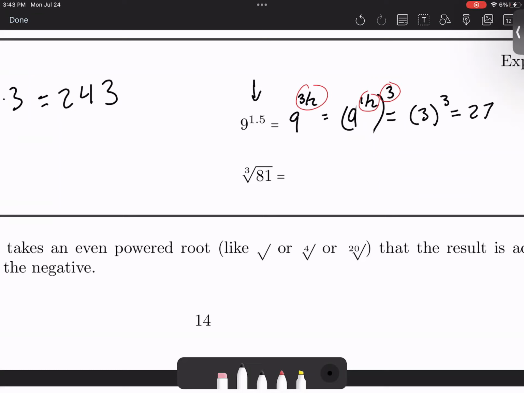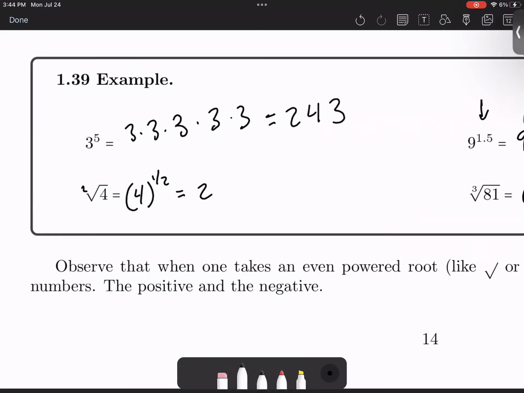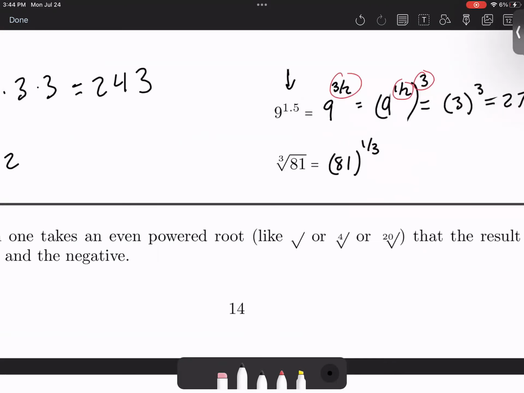All right, finally, the cubed root of 81. Let's rewrite that as a power. That's 81 to the 1/3. So on top of the square roots, there's kind of like an imaginary 2. So the cubed root is something to the 1/3.